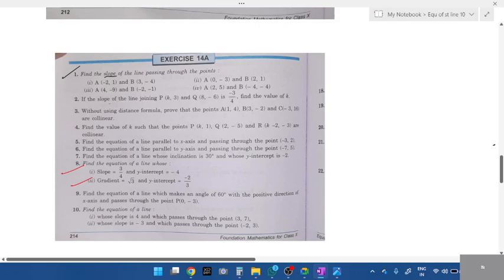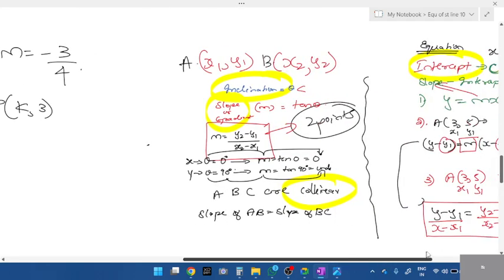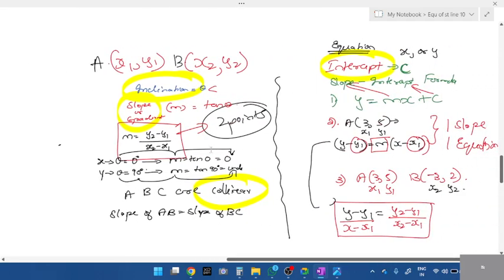What is given here? If the slope of the line, this is a keyword given. What is the value for slope? All of you respond, students. Slope is equal to minus 3 by 4. And how many values are given? How many points do we have? 2 points. Whenever slope and 2 points are given, which formula do we use? Can you see slope and 2 points?